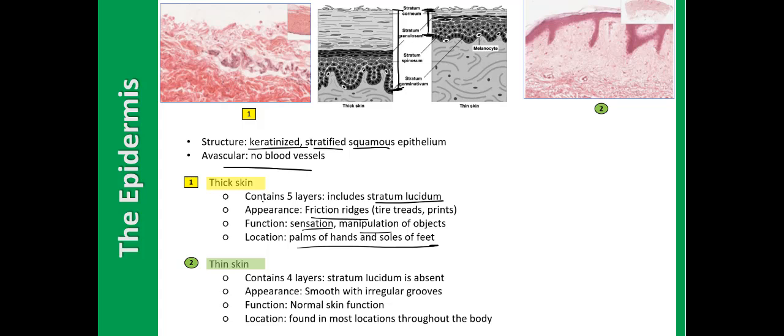Thin skin is found in most other locations in the body. It has normal skin function, so the functions in the previous slides, and it only contains 4 different types of layer because the 5th layer, the stratum lucidum, is absent. So thin skin is found in most locations of our body, smooth with irregular grooves.